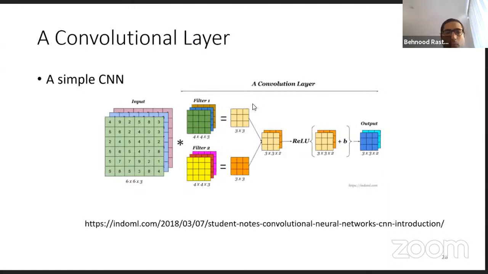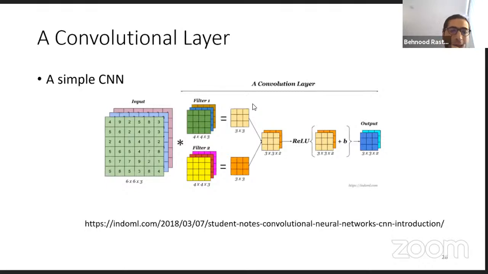So this is a simple CNN. We have two filters, and after the convolution, we concatenate the outputs, add the bias, and apply the activation function, and you get the output. This is just a convolutional layer. Obviously, in a deep network, you have several of these sequentially, one after the other.